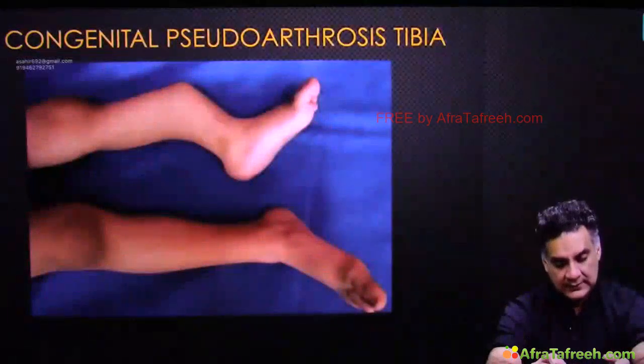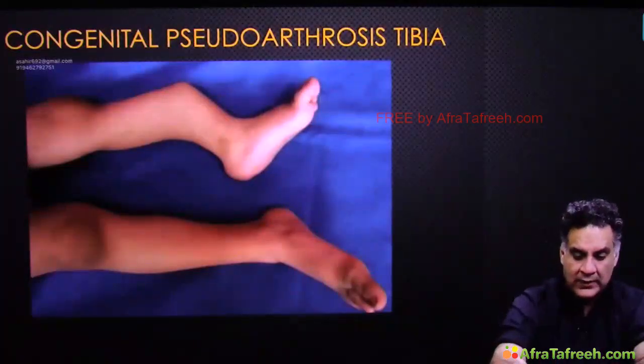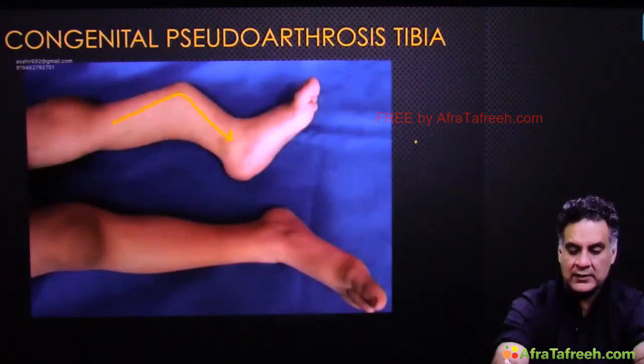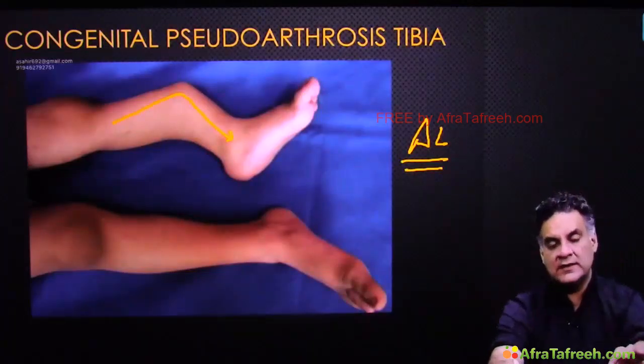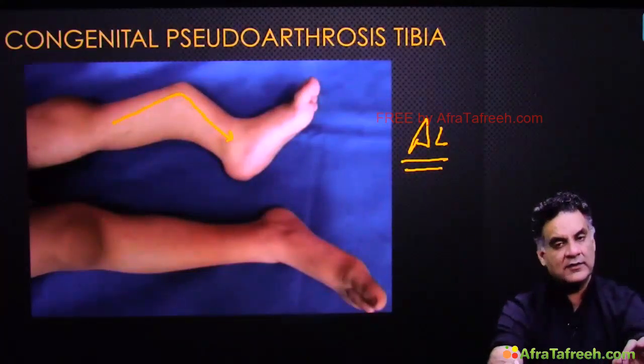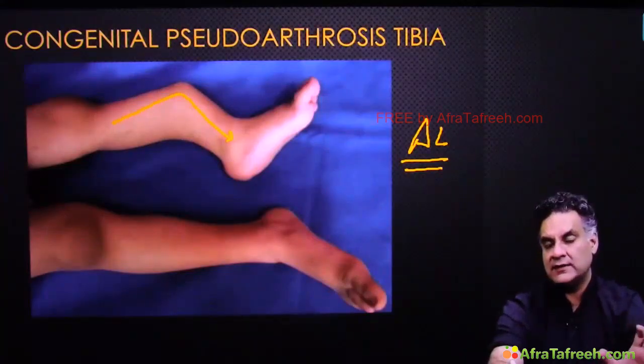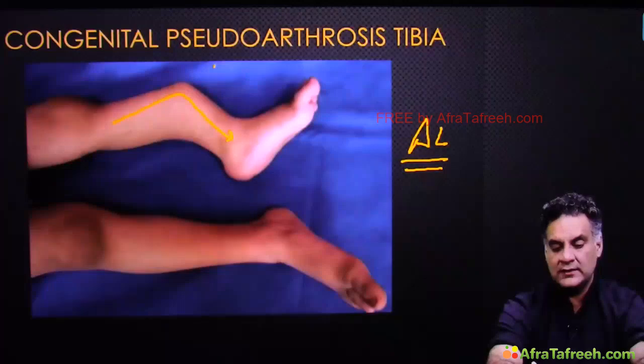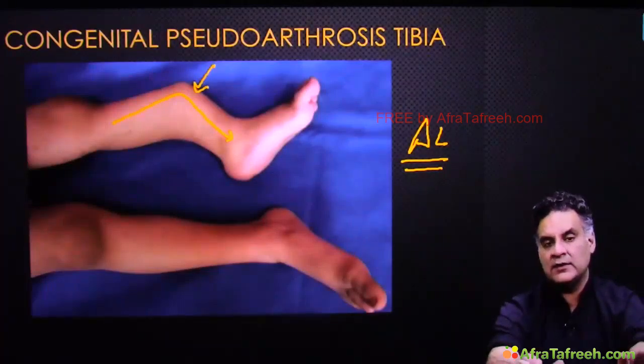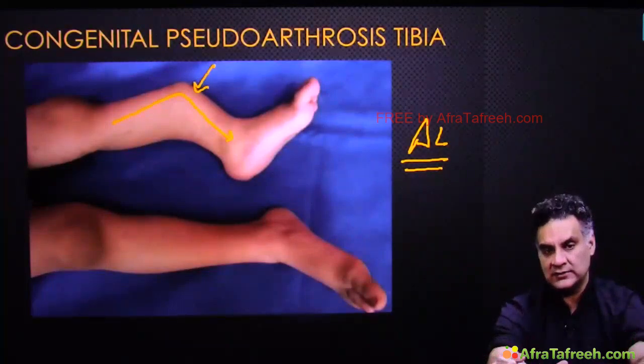If you look at the anterolateral bowing of the leg, this is always pathological. It's called a pseudoarthrosis. Arthrosis means a joint. It's always between 2 different bones like femur and tibia. But when there's a joint in between a single bone, it's called pseudo, false, arthrosis.